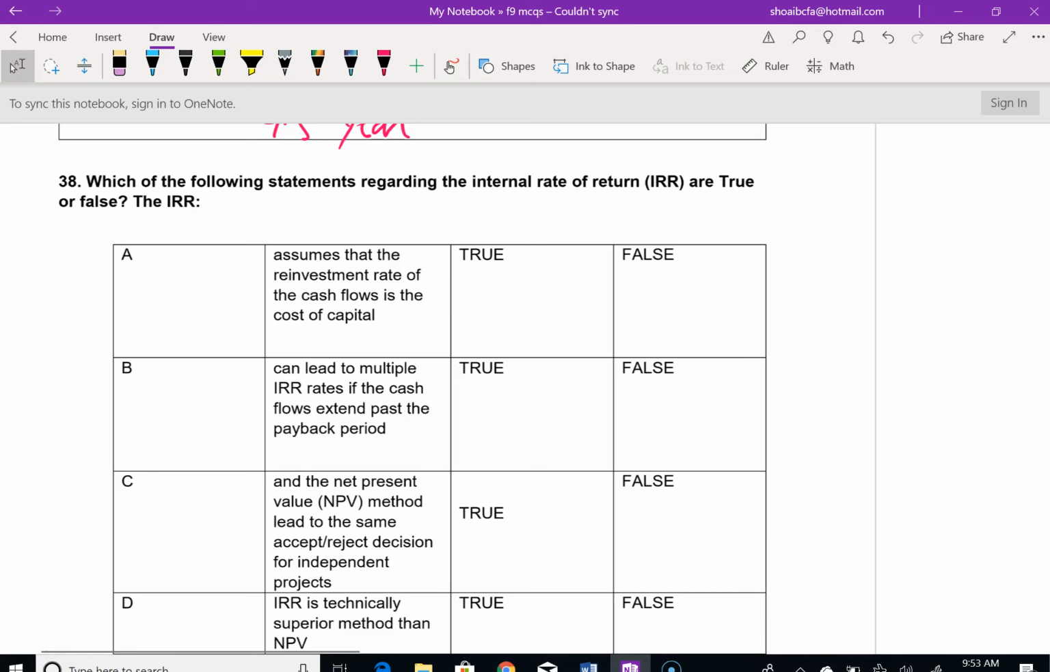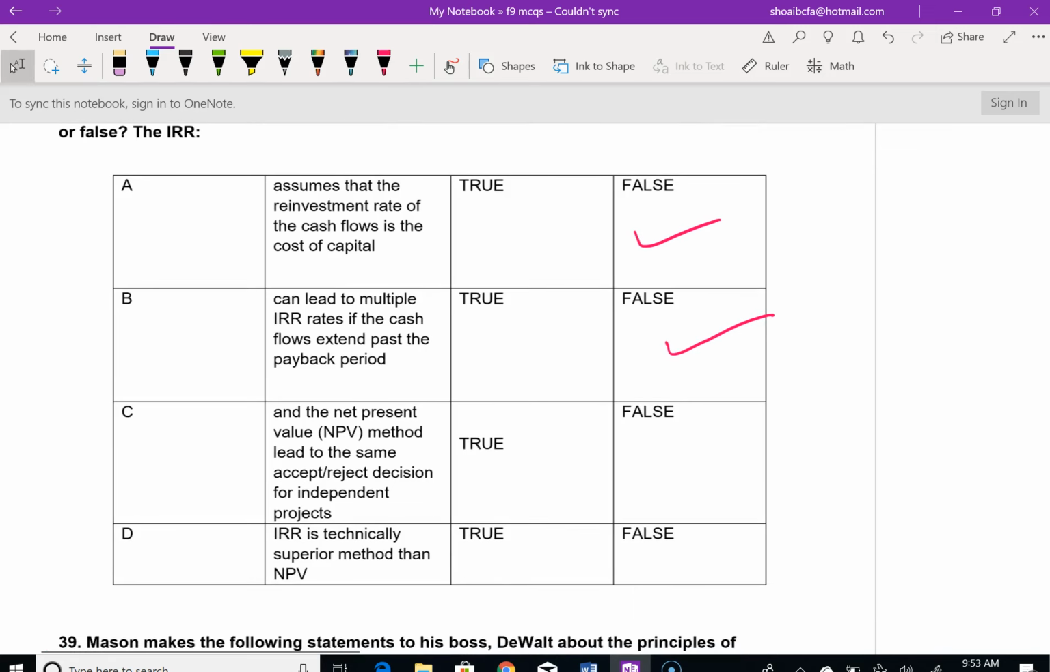Okay, next says, which of the following statements regarding the IRR are true or false? IRR assumes that the reinvestment rate of the cash flow is the cost of capital. No, IRR assumes that cash flow should be reinvested at IRR. IRR can lead to multiple rates if the cash flows extend past the payback. No, IRR will lead to multiple answers in case of non-conventional cash flows. IRR and the NPV method lead to the same accept-reject decision for independent projects. Yes, this will be true. IRR is not technically superior, so this will be false.